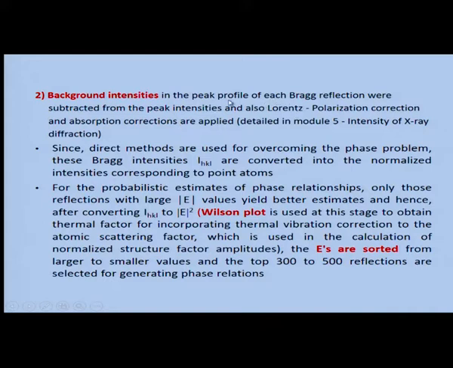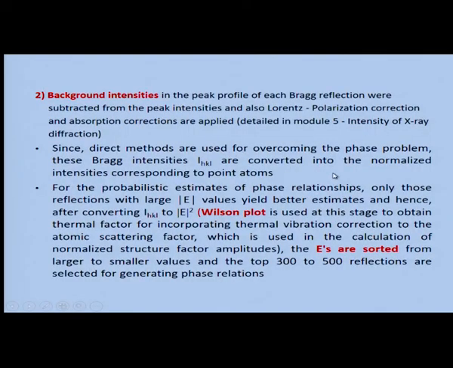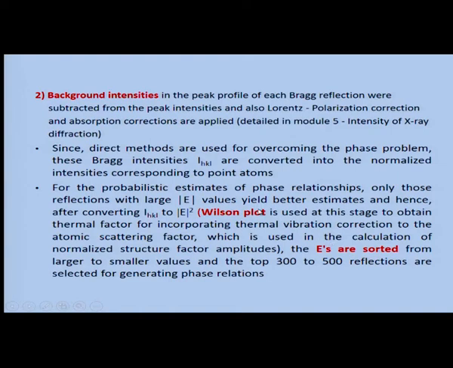So, these are the corrections generally needed to convert the measured intensities into the intensities which will be used for your direct methods. Now, these Bragg intensities I's are converted into normalized structure factor intensities. There is a formula available. Once you convert everything, we do a graphical plot called the Wilson plot. This will give you the overall thermal factor and scale factor. Unless you know the Wilson plot, you cannot get the scale factor and thermal factor, which are used in the calculation of E values. So, the moment you have the intensities, you do a Wilson plot.